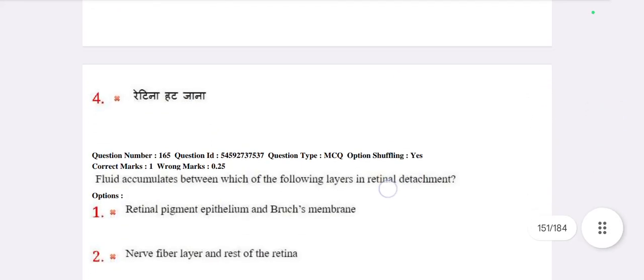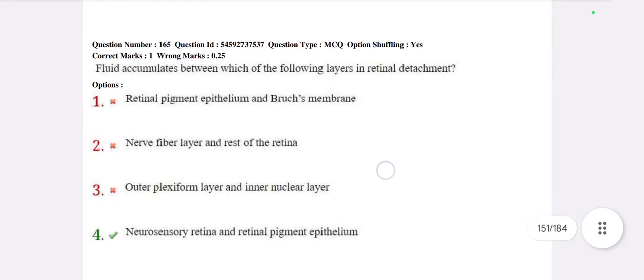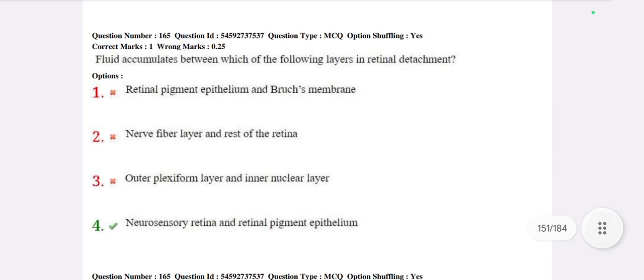Our next question is, fluid accumulates between which of the following layers in retinal detachment? Correct answer is neurosensory retina and retinal pigment epithelium.